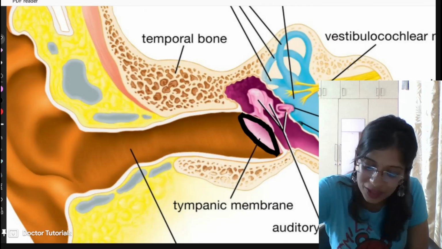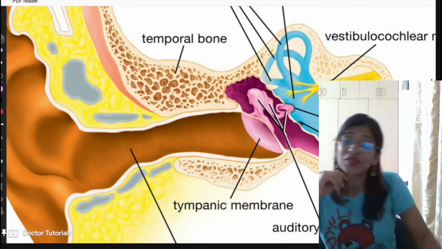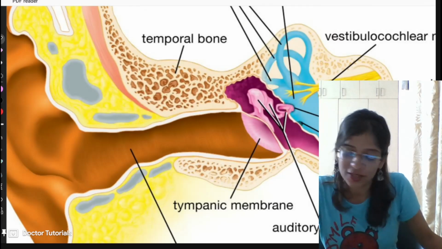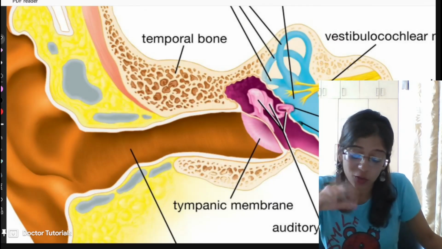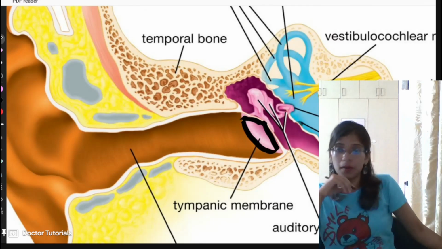It looks like a mushroom to me. Yeah, okay, it doesn't look like a mushroom. I bought mushroom from the store today, so somehow it reminded me of this.